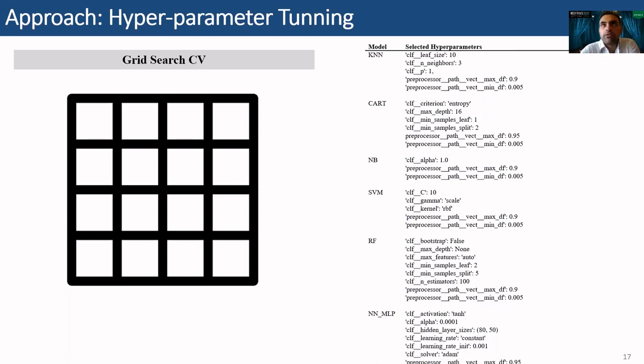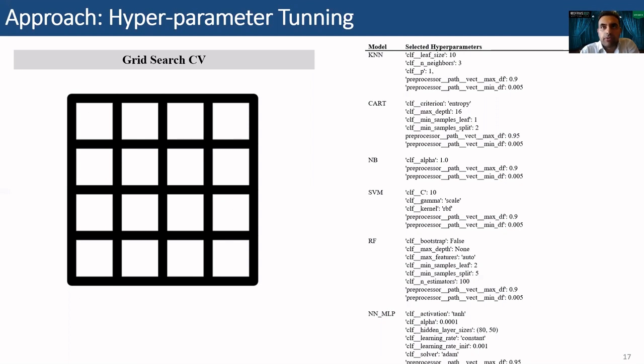For decision trees, we see that the criterion selected was entropy, maximum depth 16, minimum samples leaf is 1, then the minimum sample split is 2. For naive Bayes, alpha is 1. For SVM, the C is 10, the gamma is scale. Kernel uses RBF. For random forest, bootstrapping is not used.